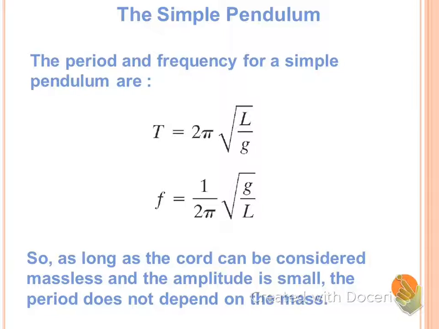Does the mass on the end of the pendulum make a difference in how fast it's going to swing? No. Mass is nowhere in this equation. Does the amplitude? An amplitude for a pendulum is how far you pull it up. Does it matter how far? If you pull it up to 89 degrees or if you pull it 2 degrees, does it matter?